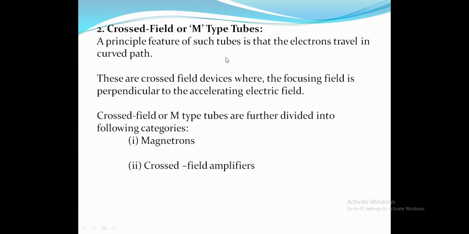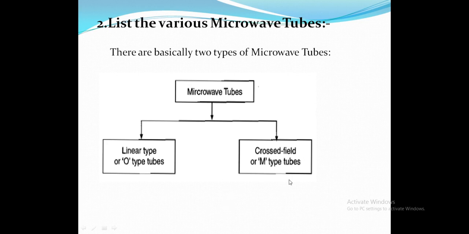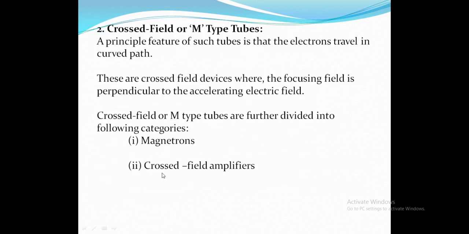Next one is crossed field or M-type tubes. Here a principal feature of such tubes is that the electrons travel in a curved path, so that's why we call them crossed field or M-type tubes. These are crossed field devices where the focusing field is perpendicular to the accelerating electric field. Again, these are divided into magnetrons, crossed field amplifiers and carcinotrons.